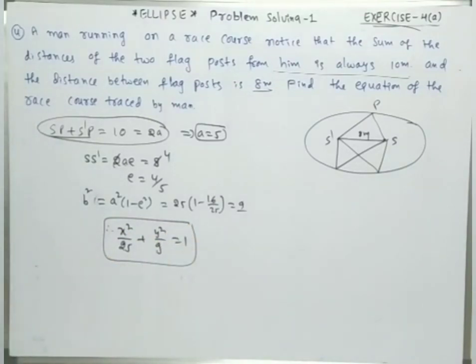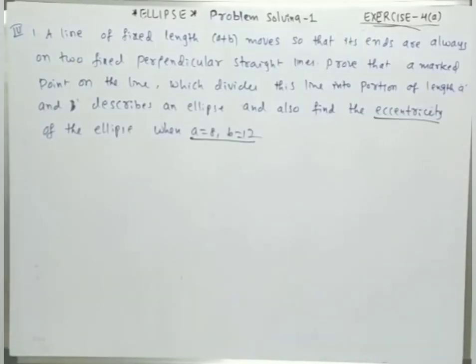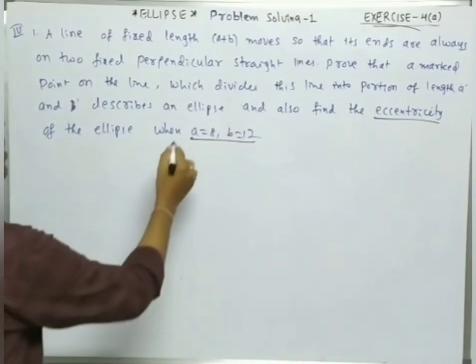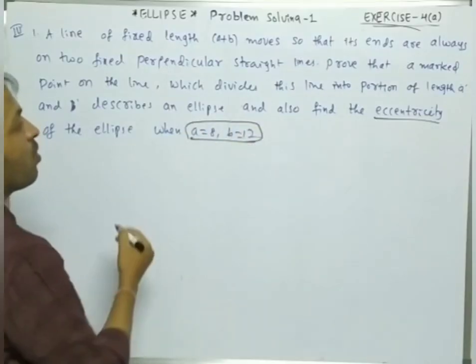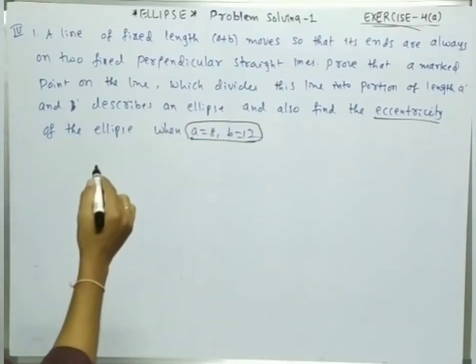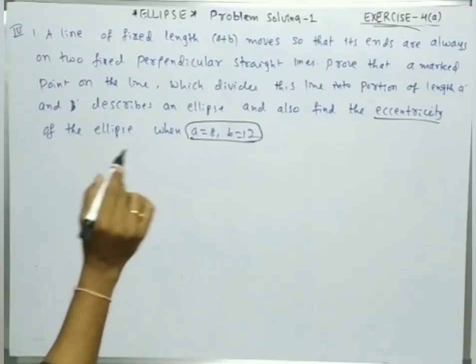So understanding the problem is very important. Read this problem carefully and understand the problem. Nothing else is there. So finally it is given that the a value is 18 and the b value is 12. Find the eccentricity. So find the equation of the ellipse and the eccentricity.